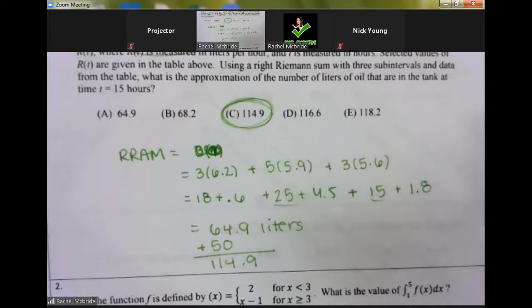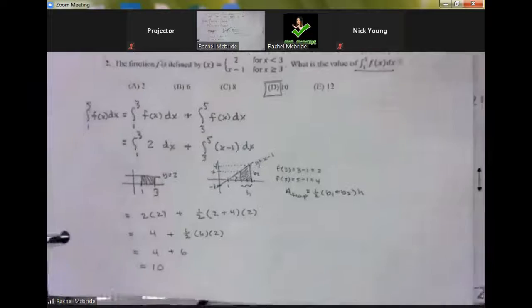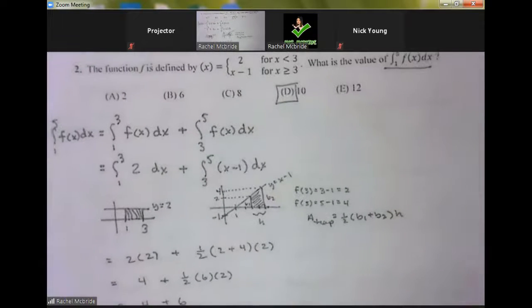Okay, number 2. Number 2 is a geometric summation. And your answer was D. The answer for number 2 was D.